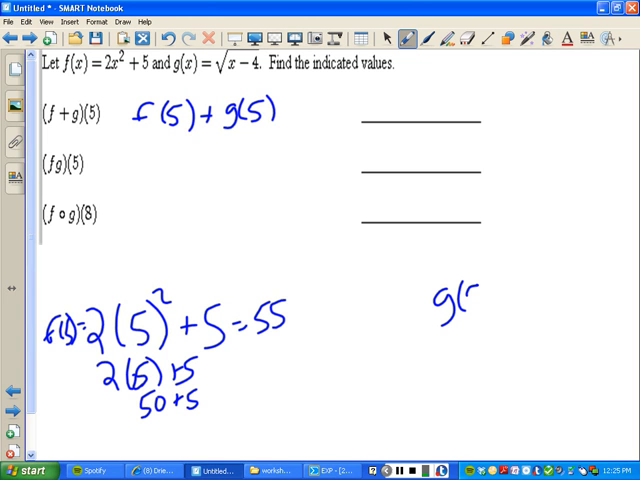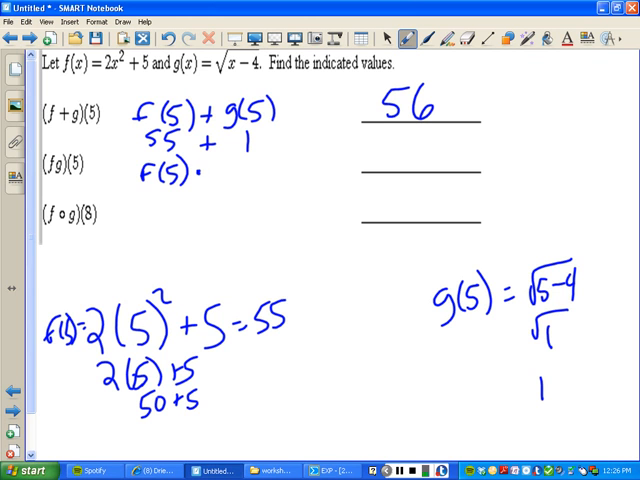Now what's g of 5? G of 5 is square root of 5 minus 4, square root of 1, which is 1. So f of 5 is 55, g of 5 is 1. 55 plus 1 is 56. Now, what's f times g of 5? This is f of 5 times g of 5.